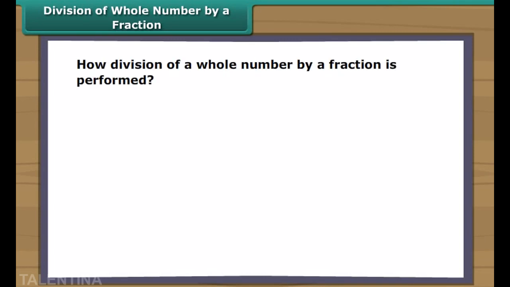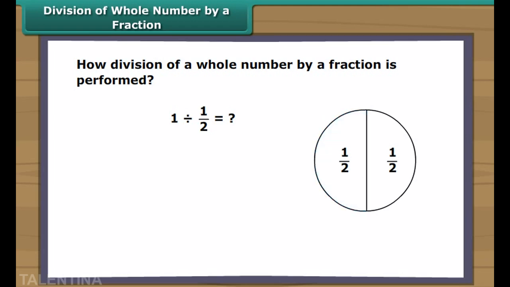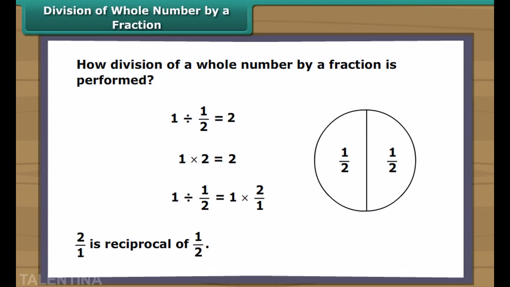Division of whole number by a fraction. How is division of a whole number by a fraction performed? Come, let us find out. Let us take the example of 1 divided by half. We divide a whole into a number of equal parts such that each part is half of the whole. Thus we will get 2 half parts. So we can say that 1 divided by half is 2, but 1 multiplied by 2 is also 2. Thus 1 divided by half is equal to 1 multiplied by 2 upon 1. 2 upon 1 is the reciprocal of 1 upon 2.